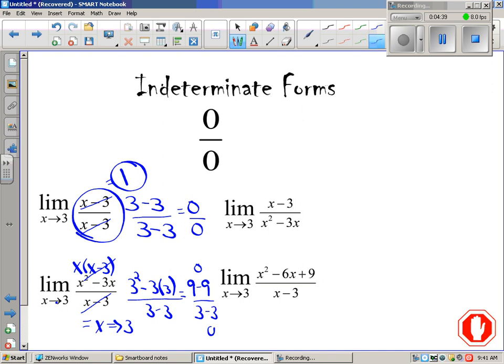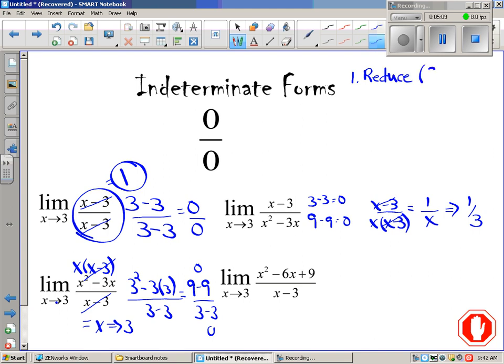So let's try this one more time. Again, we'd have 3 minus 3, which would be 0. And on the bottom, we'd have 9 minus 9, again, 0. So we're going to simplify, and again, with fractions, you've got to factor first. That's why we spent some time in this unit doing that. We simplify, in other words, I have 1 over x, and I retry, plugging that 3 back in to get 1/3. So here are your basic steps. Step number 1, if you get 0 over 0, you're going to first reduce, which is going to involve factoring. Step 2, you're going to retry. It's as simple as that. So you're going to reduce and retry.